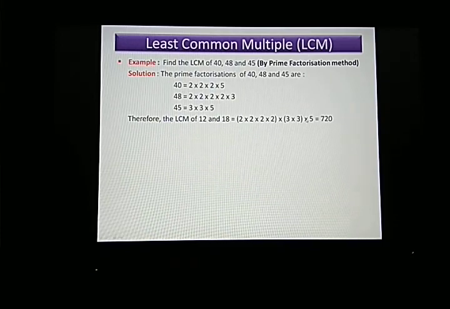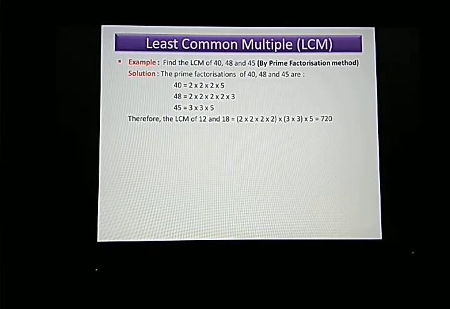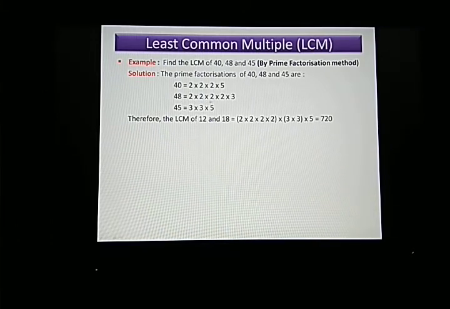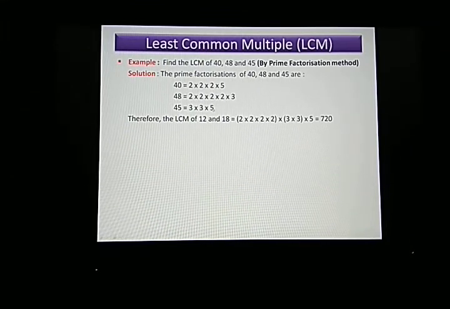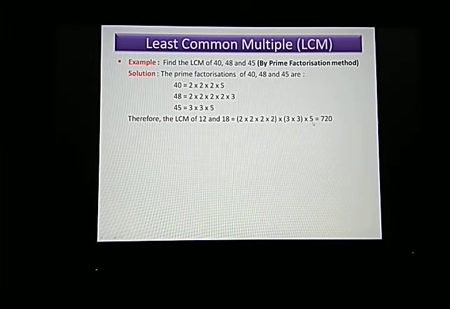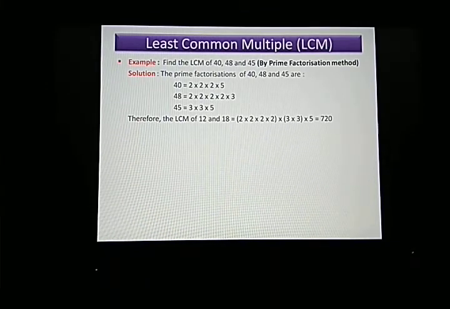Now, one more thing, if you see carefully, when we take the repetition, we don't take the same number. You just have to see where that number has occurred the maximum. This 2 has occurred the maximum in 48: 1, 2, 3, 4, 4 times. So we'll take this into consideration. Then 3, where has 3 occurred the most number of times? 3 has occurred here twice, so we will take that into consideration. Then where has 5 occurred? 5 has occurred once, so we will take only one 5. Then we'll do all the product. So that gives us the LCM of 40, 48 and 45.